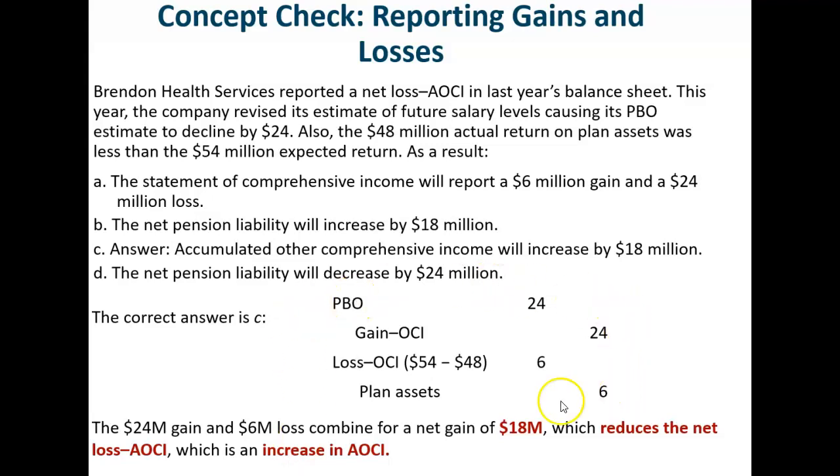And by the way, the journal entries would be debit projected benefit obligation, $24 million, credit gain OCI, other comprehensive income, $24 million, debit loss OCI, $6 million, and credit plan assets, $6 million.